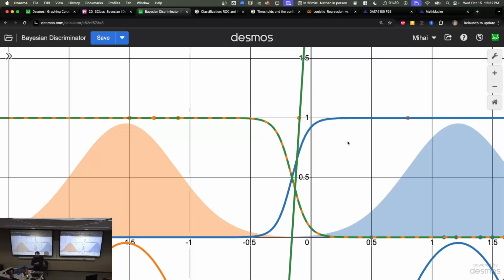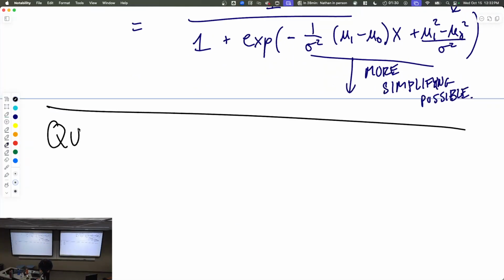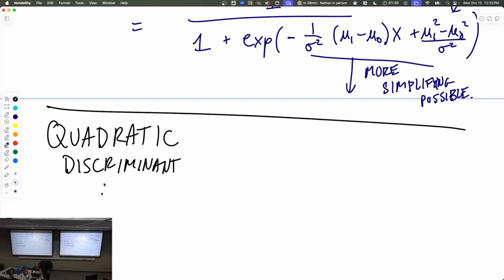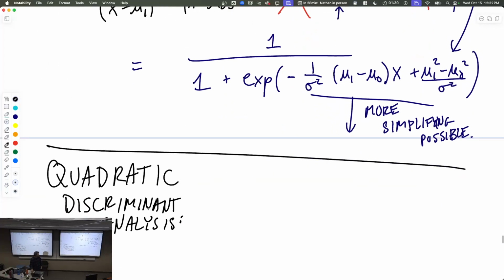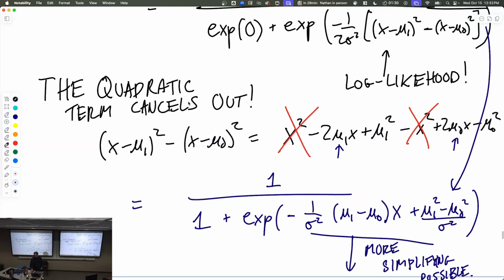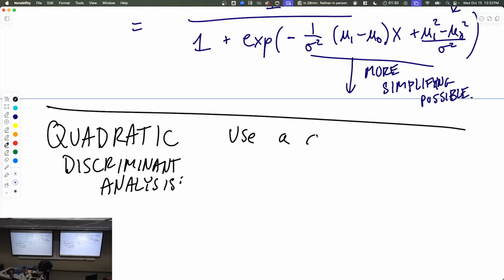There's another one that was brought up in the videos, which is quadratic discriminant analysis. So this is another one you can do. Quadratic discriminant analysis sounds like it's way more complicated, but remember, a miracle happened and the quadratic term cancels out. Quadratic discriminant analysis is what happens when you live in sad land and there is no miracle and the quadratic terms don't cancel out. So all you have to do is use a different variance for both.